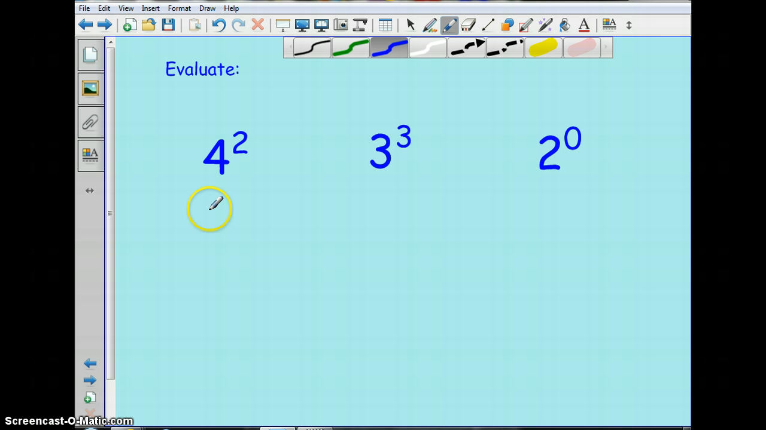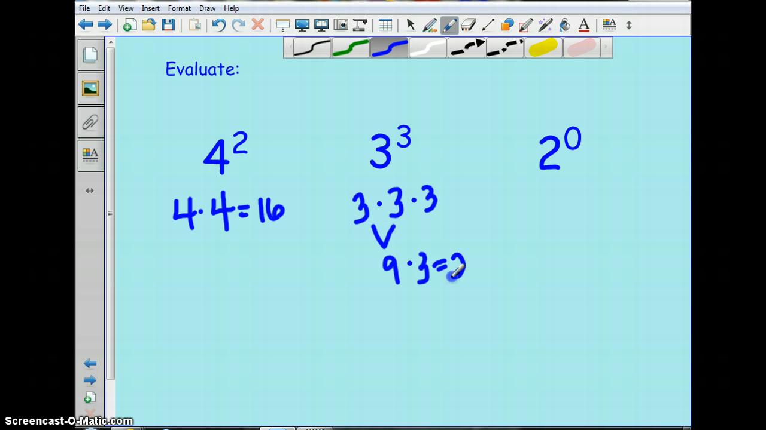So if we were to evaluate these powers, 4 to the second power means 4 times 4, which is 16. It is not 4 times 2. 3 to the third power is 3 times 3 times 3. 3 times 3 is 9, times 3 is 27.